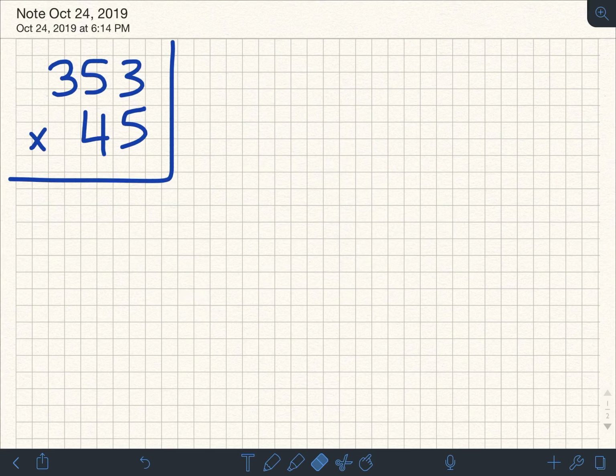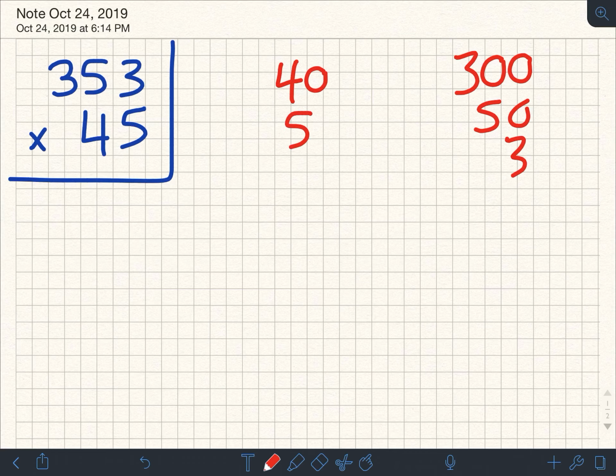Okay, the next way we're going to do this is called partial products multiplication. This is where you split both numbers into expanded form and then multiply them like that. And I'll show you how we're going to do this. So 353 can get split into 300 plus 50 plus 3. And 45 can get split into 40 plus 5. So first we're going to focus on the 40.